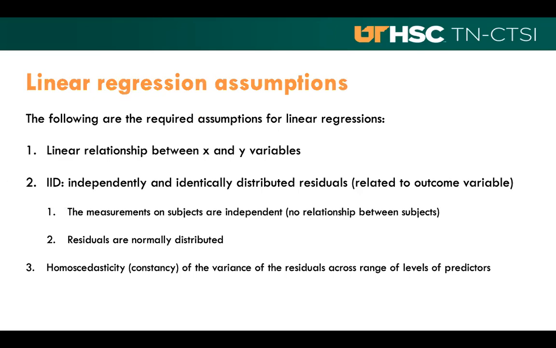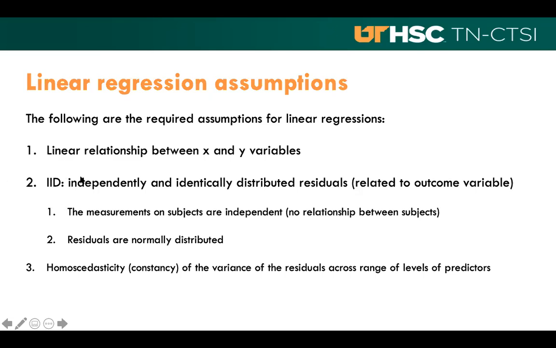The linear regression has certain assumptions that the outcome variable has to meet for us to use the linear regression method. So these assumptions are a linear relationship between the predictor variables or X variables and the outcome or Y variable. There has to be a linear relationship. When we say linear relationship, as one increases, the other also increases, or as one increases, the other decreases. This is a linear kind of association.